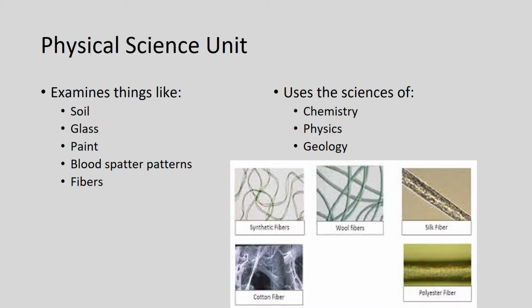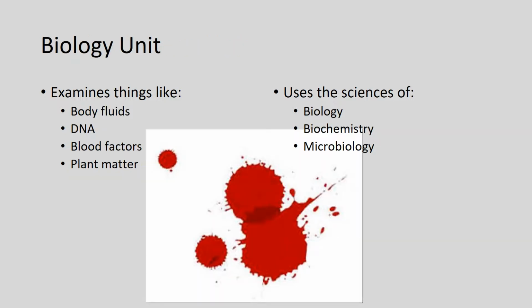Physical science unit, this is my thing. They examine things like soil, glass, paint, blood spatter patterns, and fibers. And they use primarily chemistry, physics, and geology to help them figure things out. Biology unit, they're looking at your body fluids, your DNA, your blood factors, your plant matter, your bugs, all those things. So they're using biology, biochemistry, and microbiology.